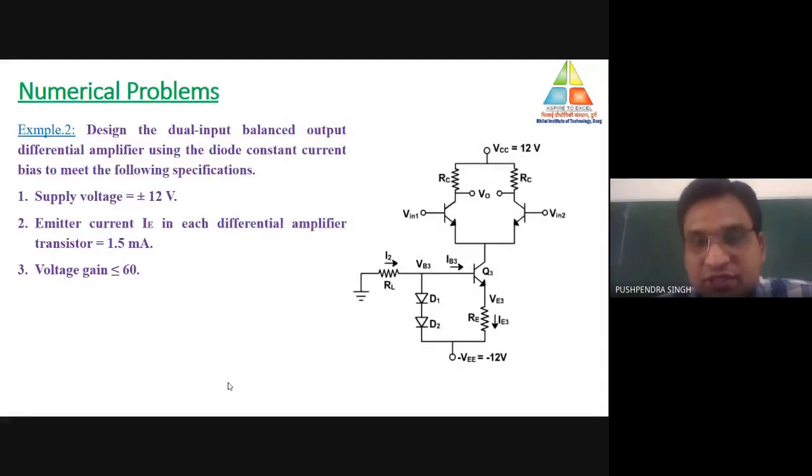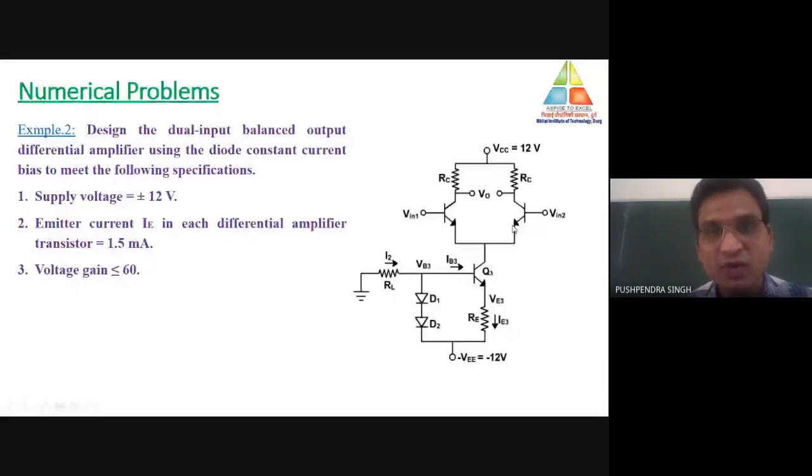In this particular question, which is related to constant current biasing source using diodes, we need to design a dual input balanced output differential amplifier using a diode. The supply is minus 12 volt.